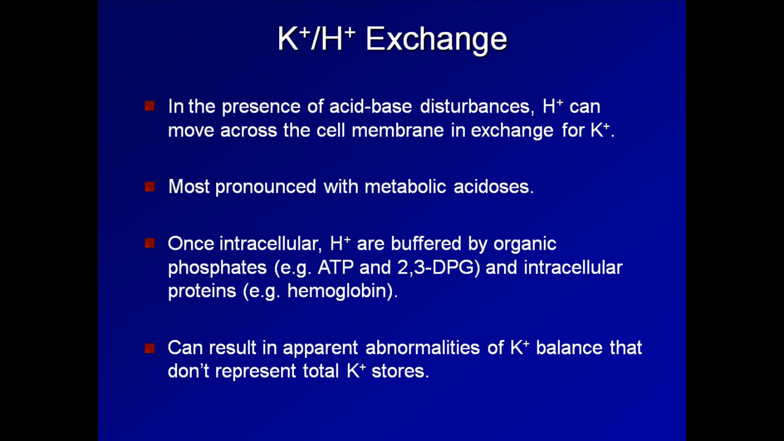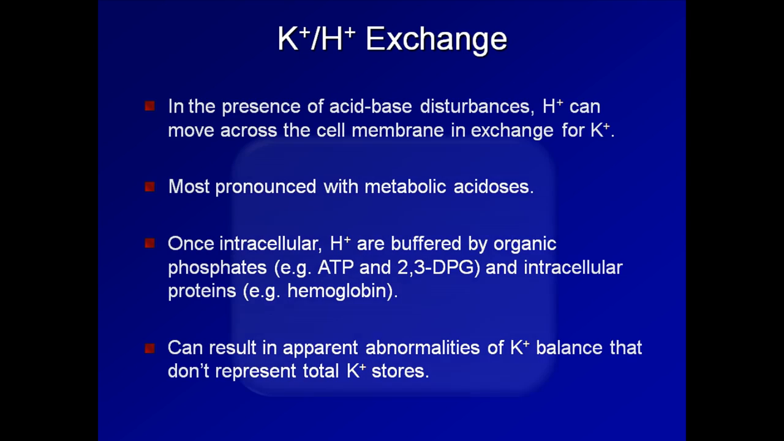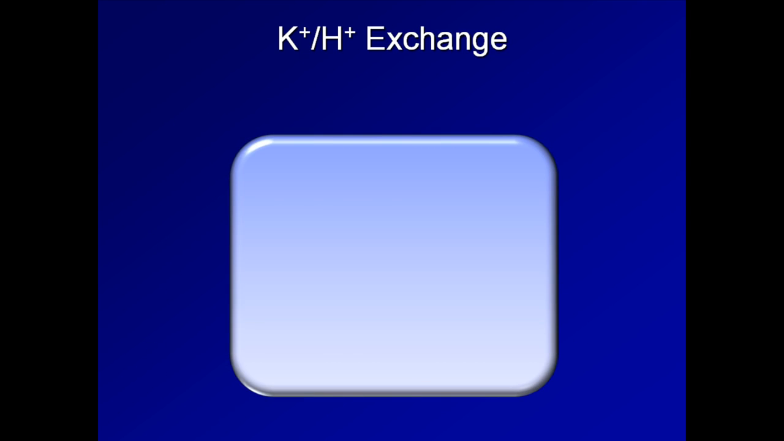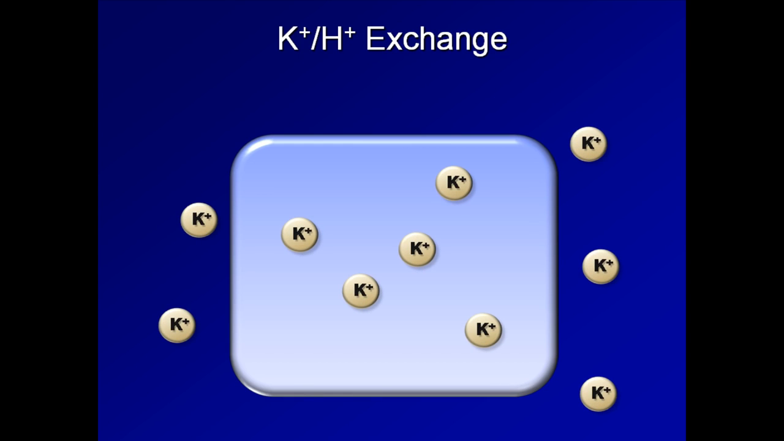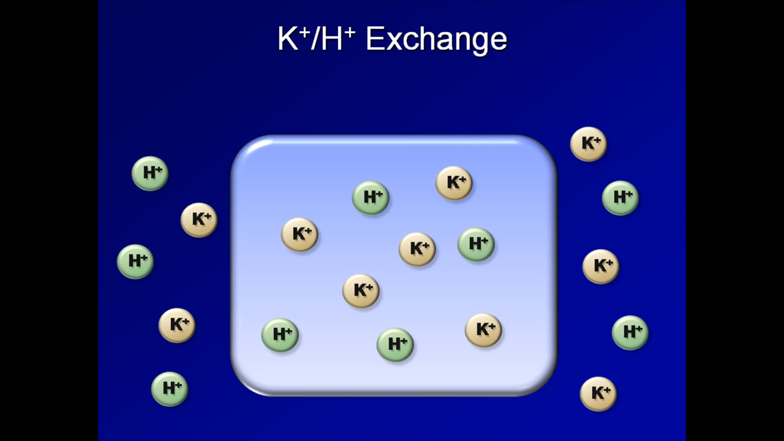Let's take a closer look at how this works. This blue box will represent a typical cell. And here are a bunch of potassium ions scattered inside and out. The concentration of potassium is greater within the cell, but in this diagram there isn't intended to be any accurate scale of this displayed per se. And then here are some hydrogen ions. So what happens during acidemia?